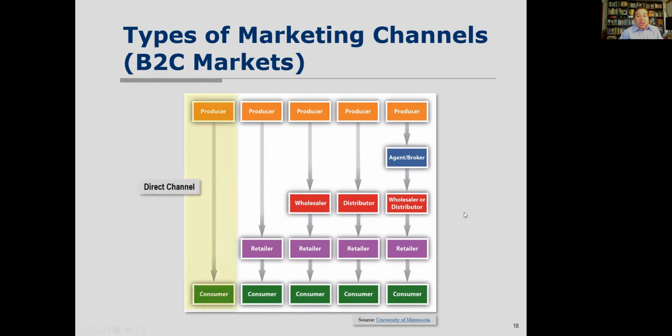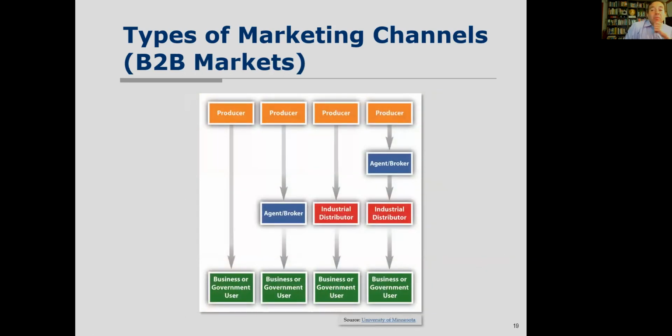The ideal channel in many ways, because you minimize the sharing of the value chain, you minimize the sharing of the value added, is the direct channel where you go directly from the producer to the consumer. And these other channels, which involve some intermediaries, are indirect channels.